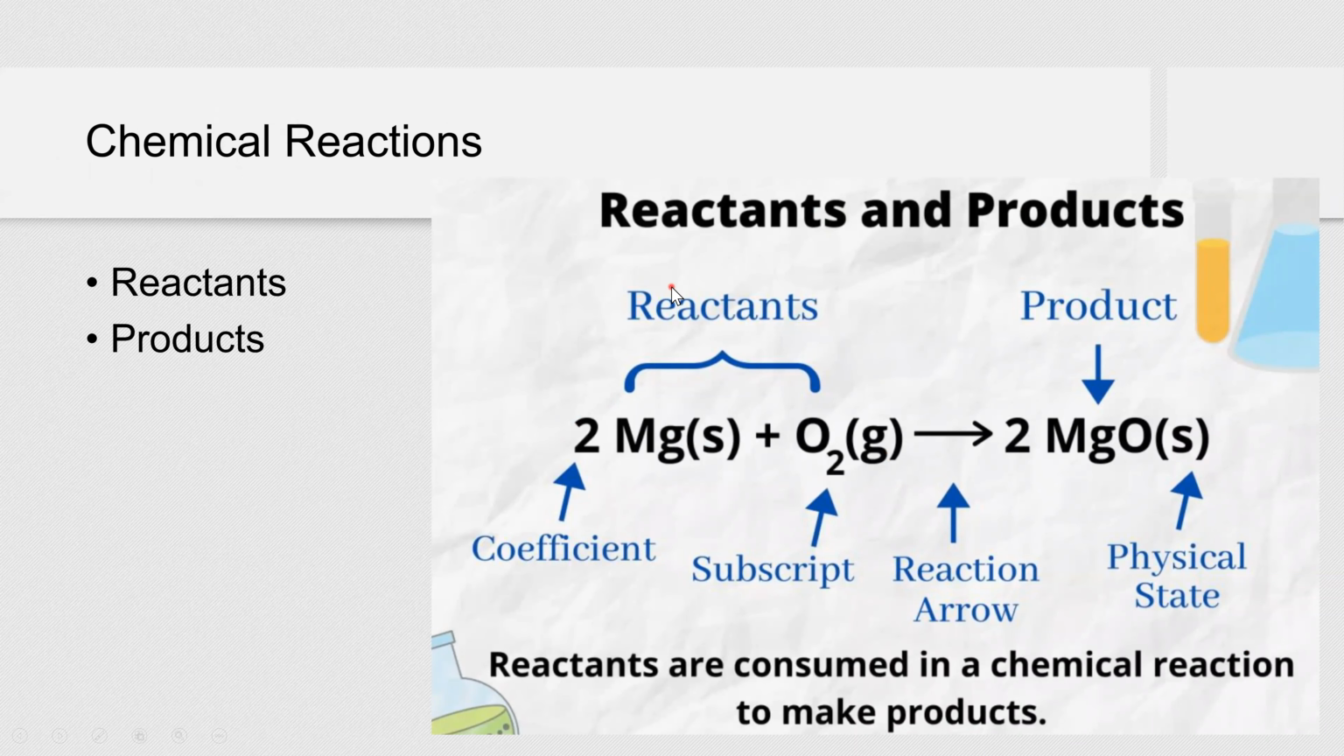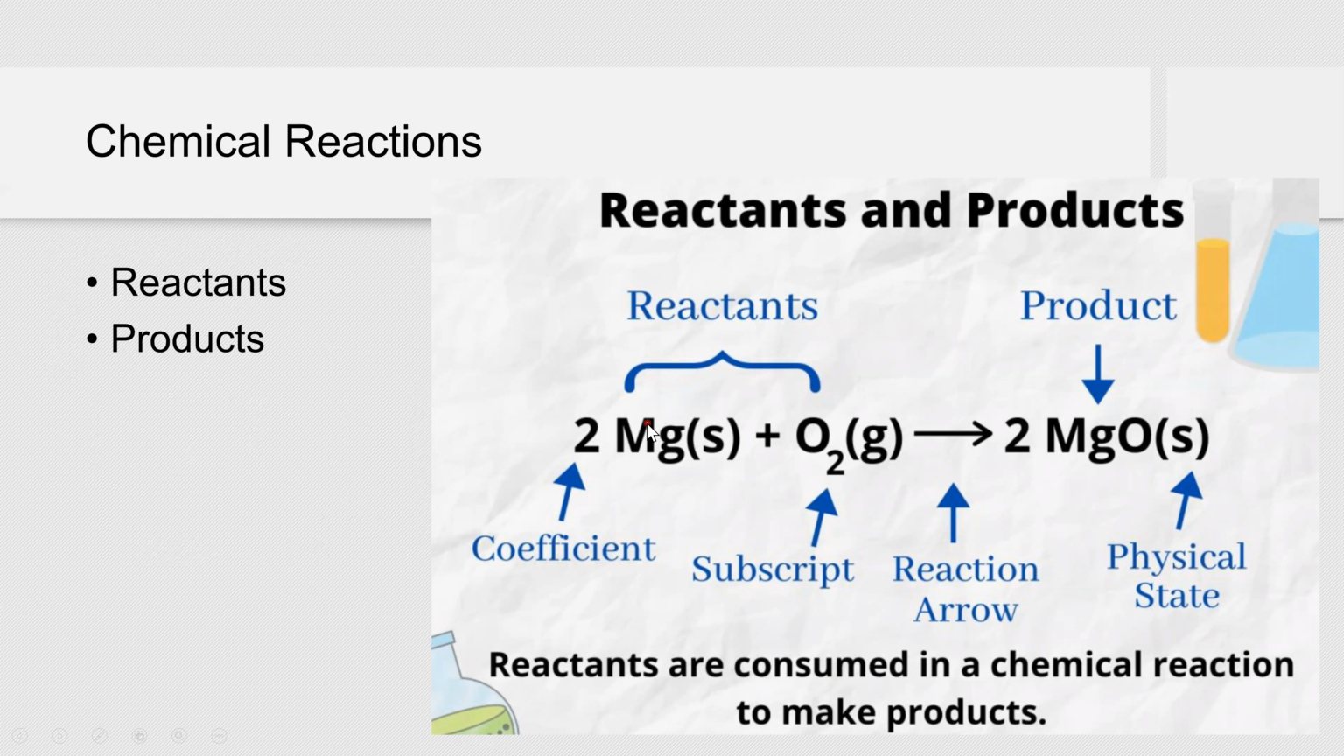Now, chemical reactions are the interaction between valence electrons. And just very briefly, because it's not a chemistry class, we just want to know for our future chapters what reactants are and what products are. So reactants are consumed in a chemical reaction to make products.